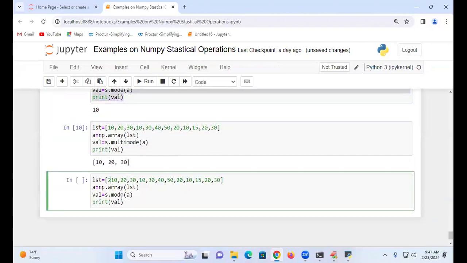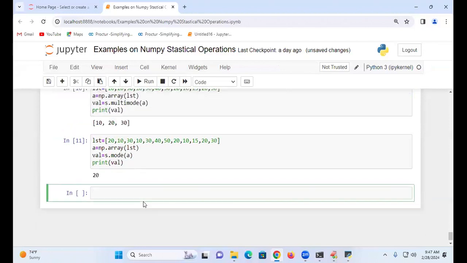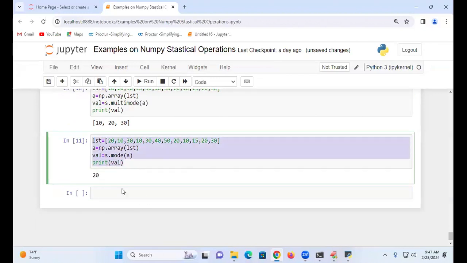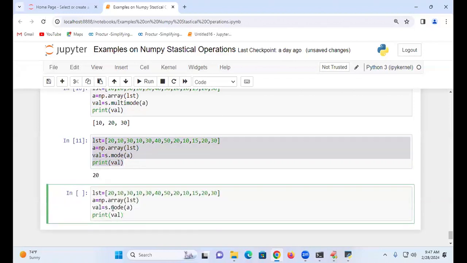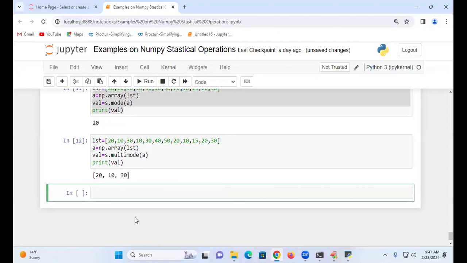Suppose in this same example, if I change the data order, which one will come now? 20 will come. 20 only will come, not the others. Whichever comes first, that only comes. Suppose if I say multi-mode, it is going to give the complete elements. Are you getting my point?